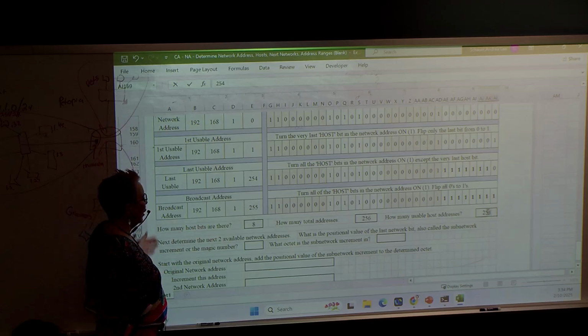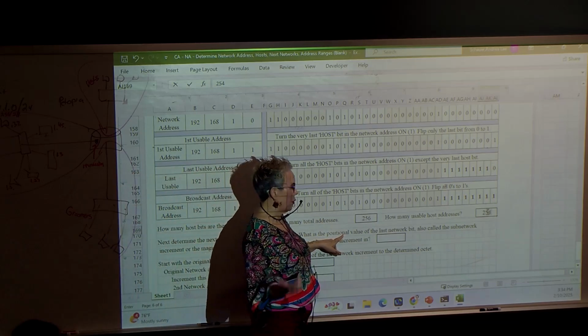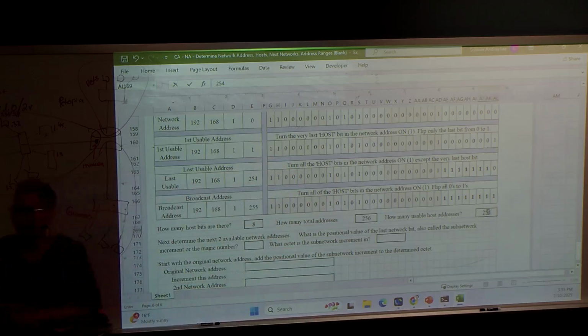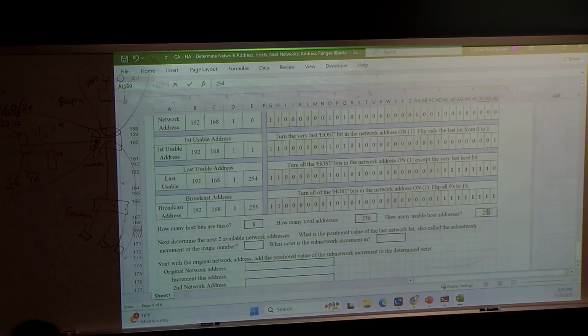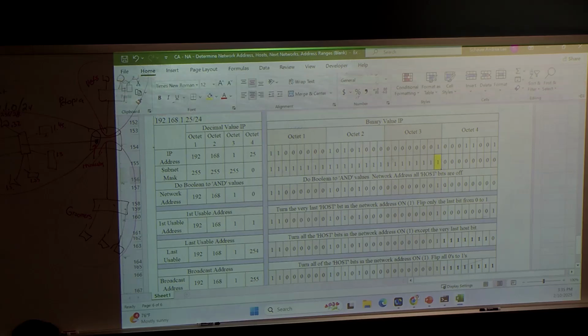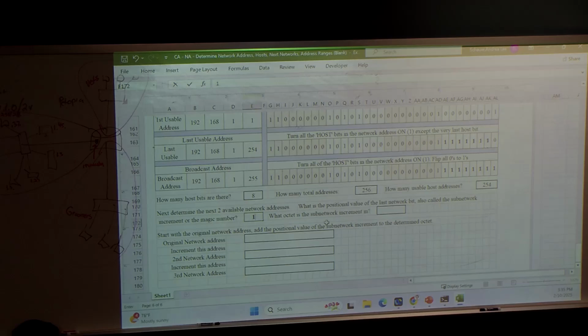This is where we need to know what the positional value is. And remember, that was the magic number. If I have a /24, then I know that my last network bit is right here, right? So I'm just going to highlight this. I know that's my last network bit. Now, what is the positional value of that network bit? It's 1, okay? So my magic number or my increment is 1.